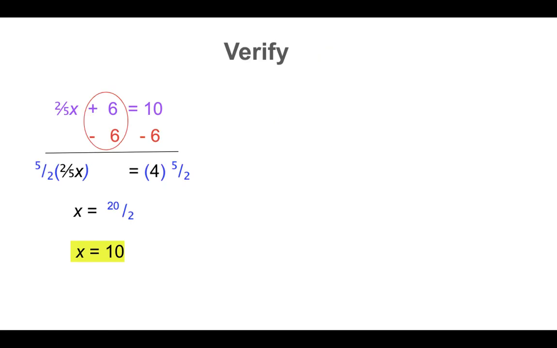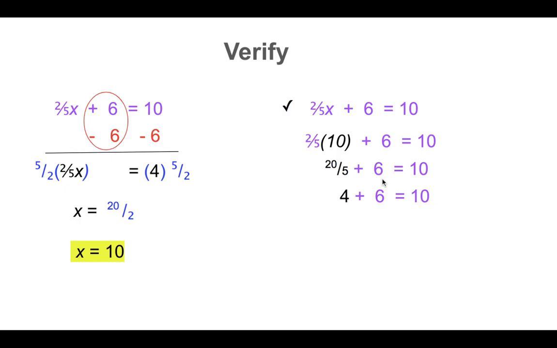Now let's verify that this is correct. So when we check it, we write 2 fifths x plus 6 equals 10. I'm going to replace my x with 10. So 2 multiplied by 10 is 20, divided by 5, plus 6 equals 10. And 20 divided by 5 is 4, and the sum of 4 and 6 is 10. So indeed, it is verified.